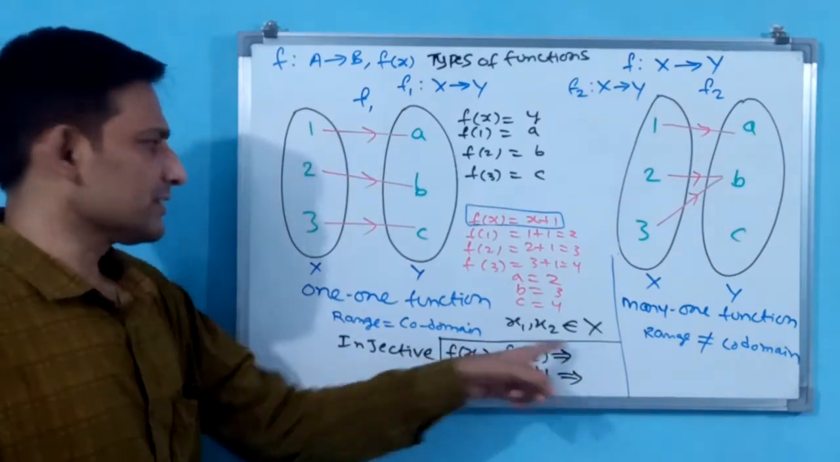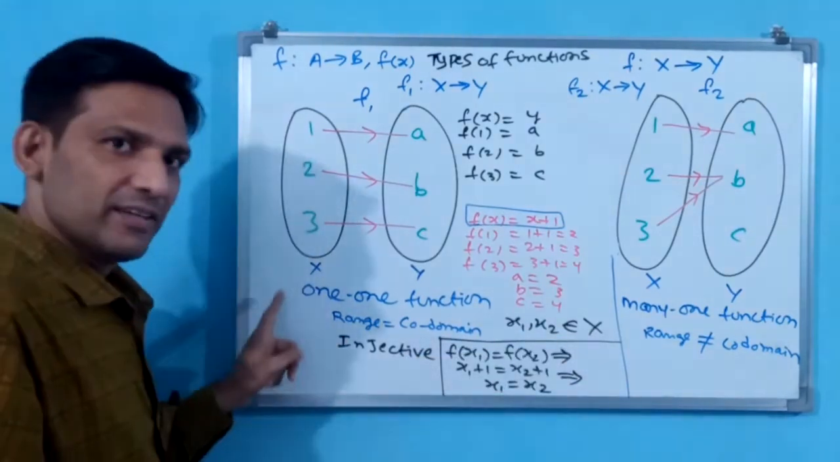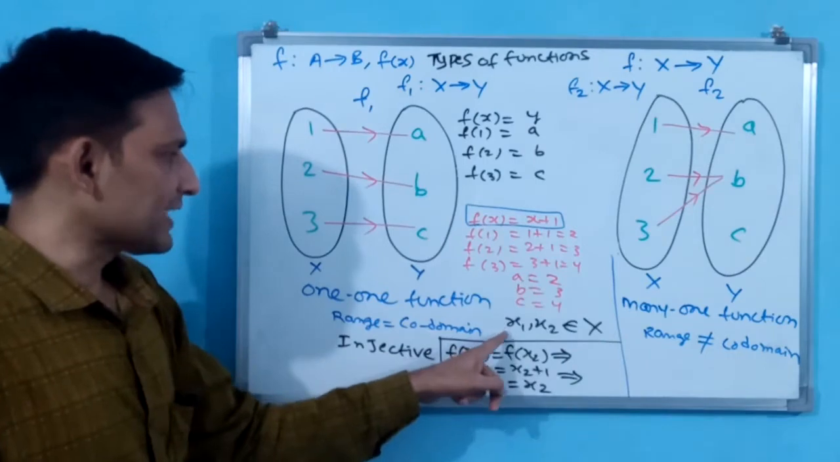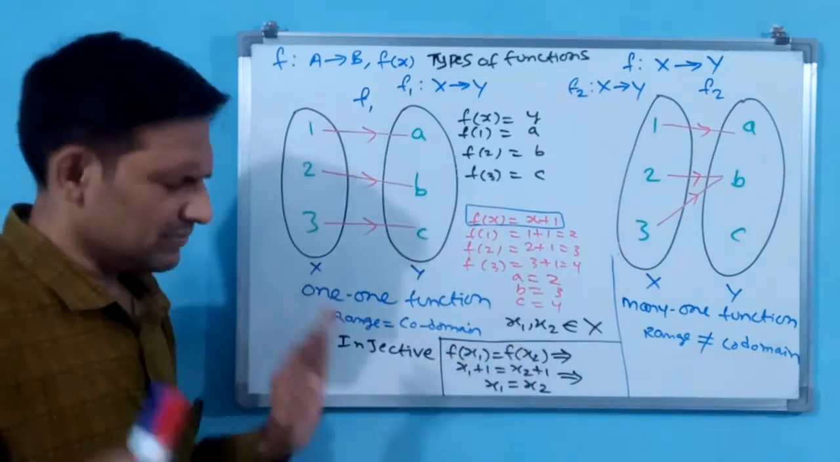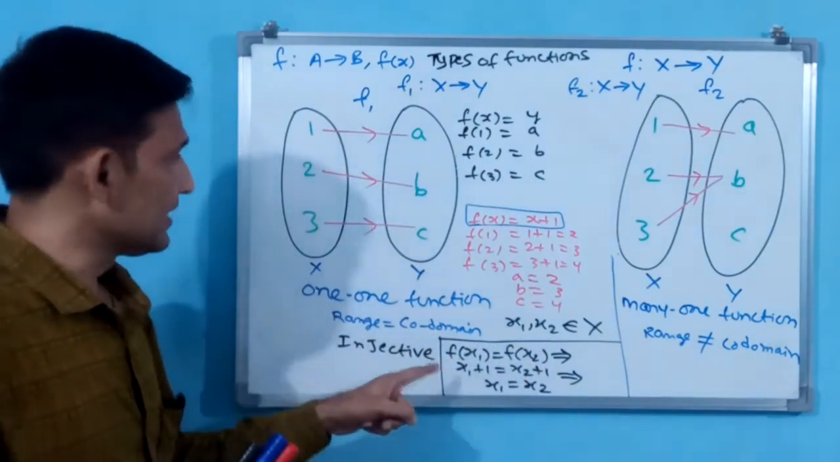What is capital X? Capital X is the set. Capital X is the set of small x1, small x2 elements. See, like that only, elements only.